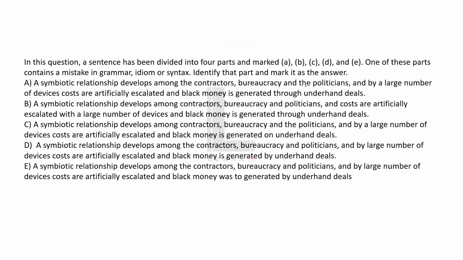Contractors, bureaucracy, and the politicians, gone. Contractors, bureaucracy, and politicians. Okay. Checked. B might be the correct one. A is gone. The contractors, bureaucracy, and politicians. Okay, this might be the correct answer.